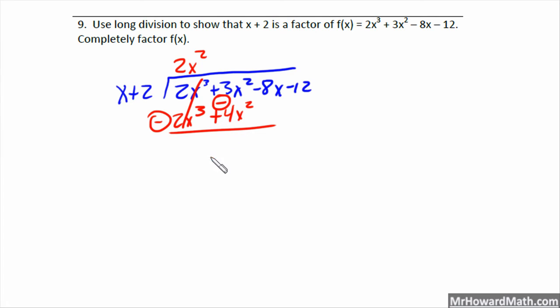3x squared minus 4x squared is negative 1x squared. Bring down the next term. Repeat that process. So what times x gives me negative x squared?